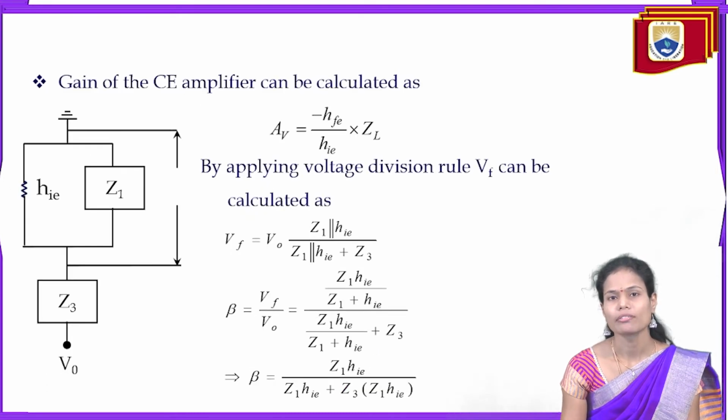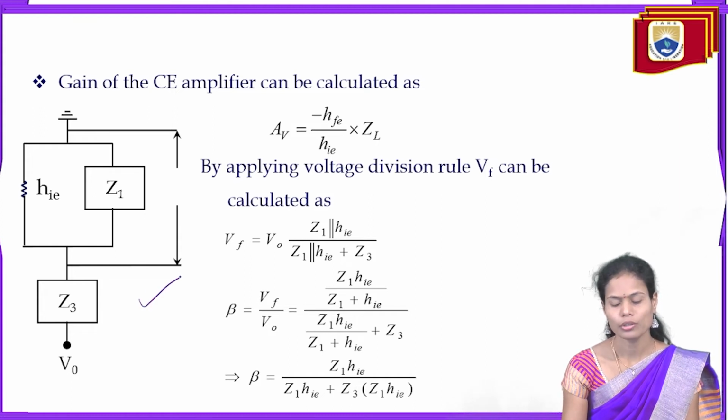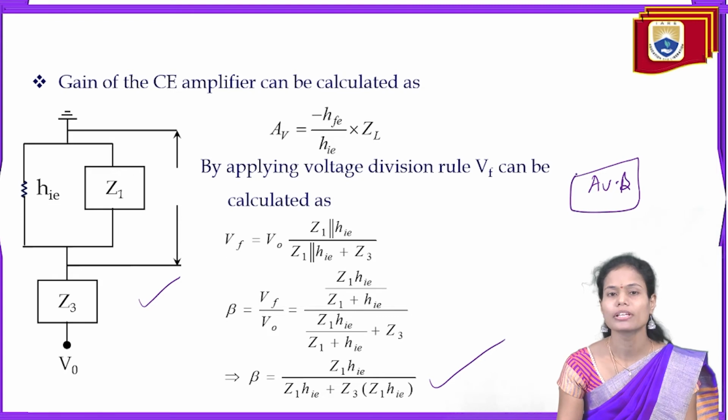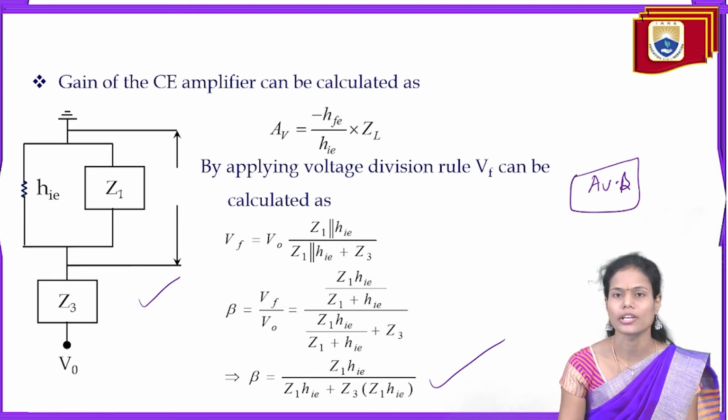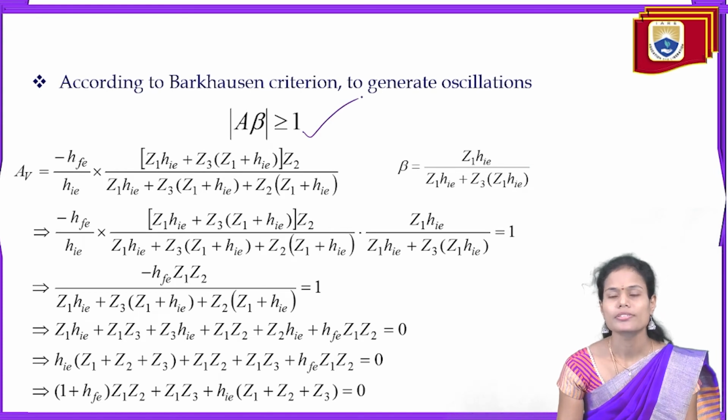So to find the gain, we take the total circuit, and we apply the voltage division rule to find Vf. Finally, we calculate the beta value, that is the feedback ratio. After finding the feedback ratio, we have to compute Av times beta to find the frequency of oscillations as well as the gain value. That's why we take Av beta greater than 1.